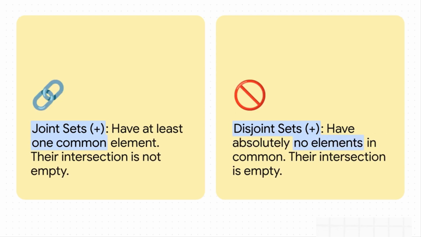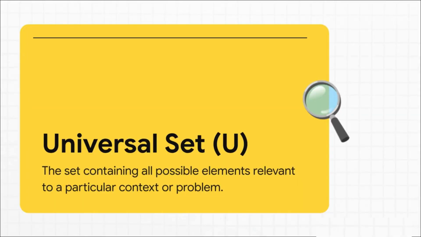Next up, do our sets overlap? If two sets share at least one element, we call them joint sets. But if they have absolutely nothing in common, like their worlds are completely separate, we call them disjoint sets. It's really just a simple question of, do they share anything? Yes or no?